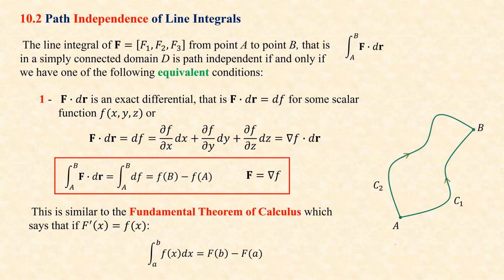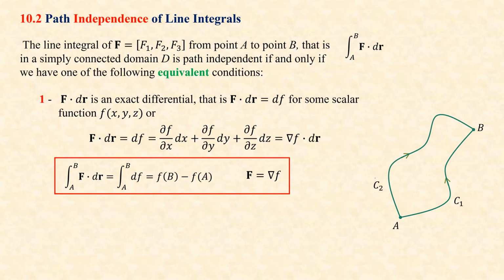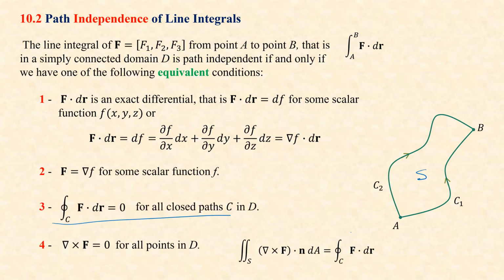Now going back to these four conditions, conditions 1 and 2 are equivalent, and it obviously gives you path independence. Condition 3 is more intuitively seen as equivalent to path independence. But for 4, we need to get to the end of this chapter to fully understand why the curl being 0 is equivalent to path independence. So we have 4 different conditions for path independence.